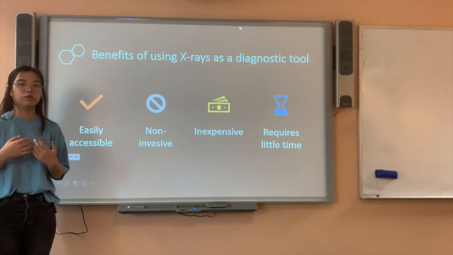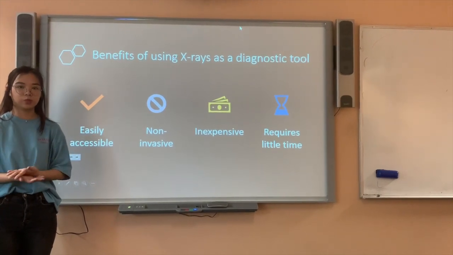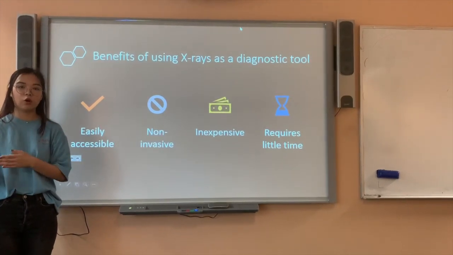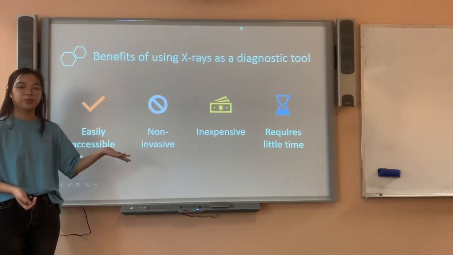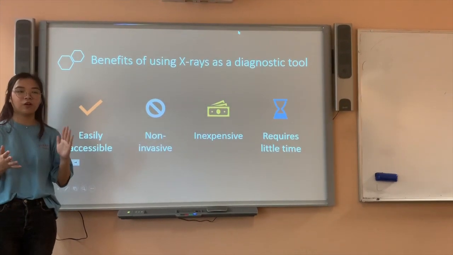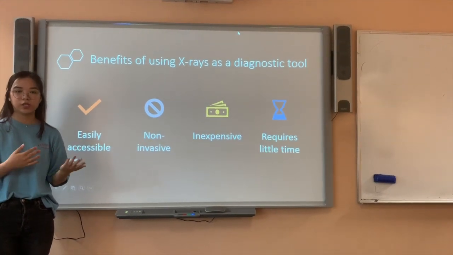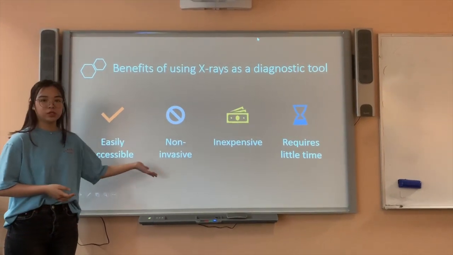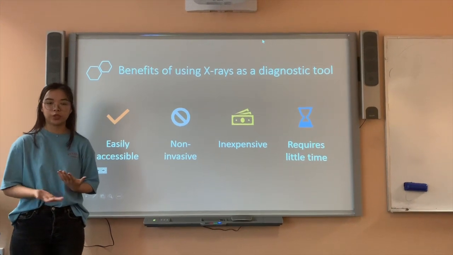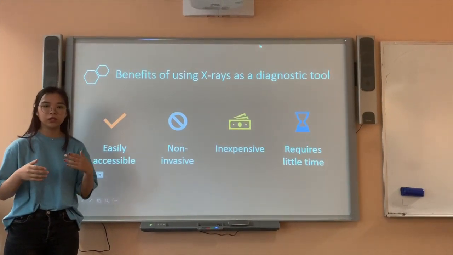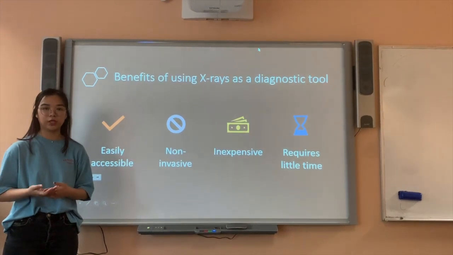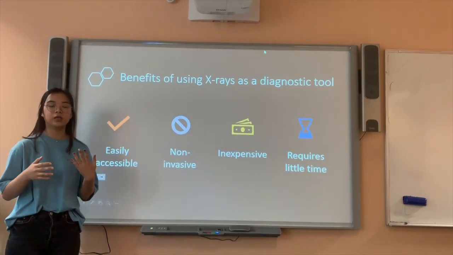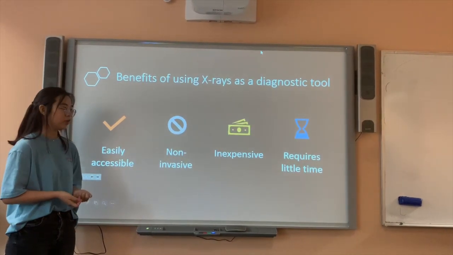Because X-rays are very easily accessible and can be found in most hospitals, people are able to take X-rays easily. As it's also more common, it's cheaper than other methods of diagnosis, such as CT scans, which are more expensive than X-rays. So X-rays are considered a better option because they're cheaper. Because it's non-invasive, there's no prior preparation required. You don't have to fast or anything before taking an X-ray, so it can be taken efficiently. And there's minimal trauma and side effects to the body when taking an X-ray.